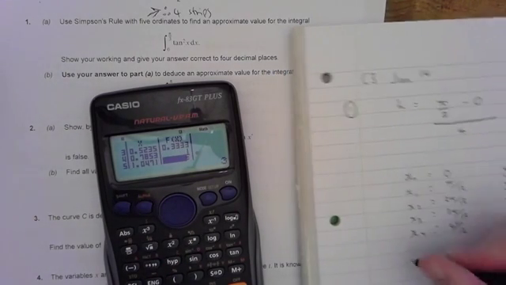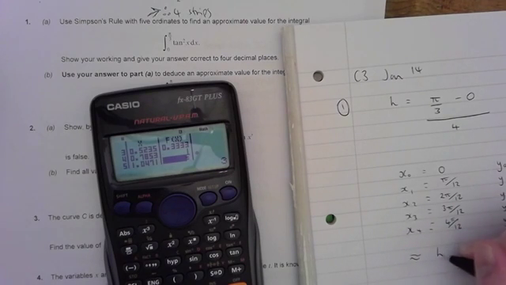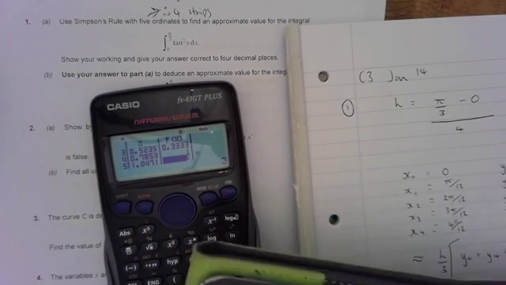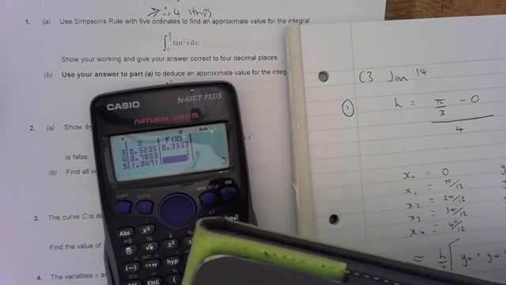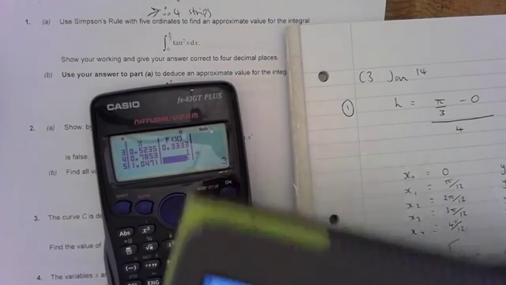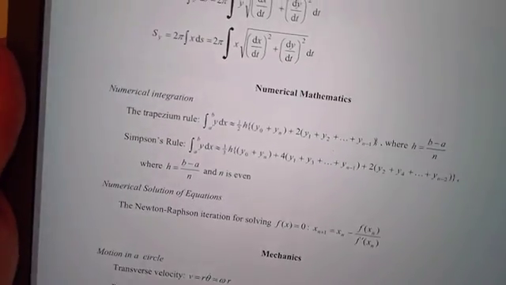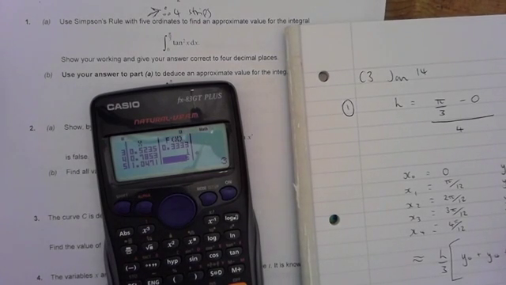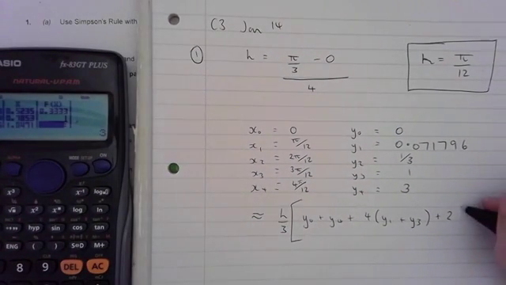I would now go to the formula booklet to find out this formula. It says h over 3 of y0 plus yn, so in this case it will be y4, plus, let's double check, I think it's plus 4 lots of the odds, so that'll be y1 and y3. Where is it? Simpson's rule. There it is. Okay. Plus 4 lots of the odds and 2 lots of the evens, not including the last term. So that will be plus 4 lots of y1 plus y3, and then plus 2 lots of y2.